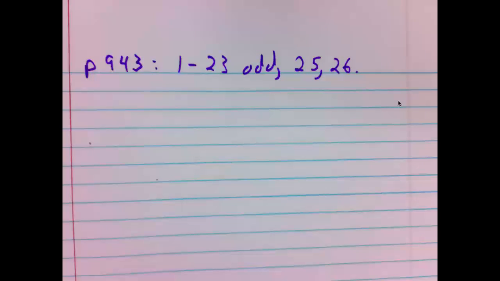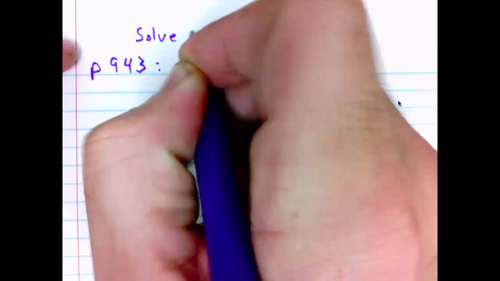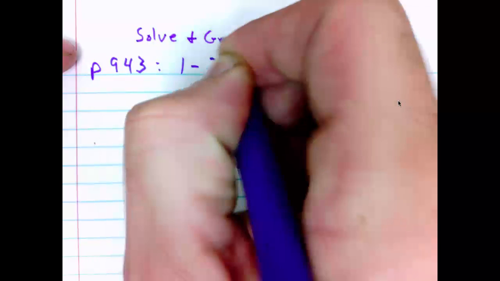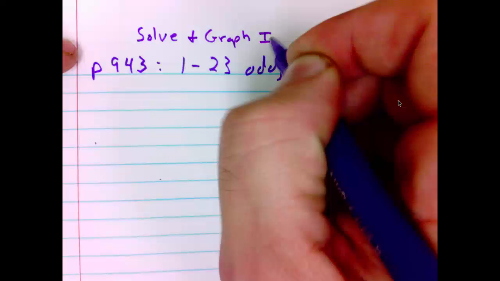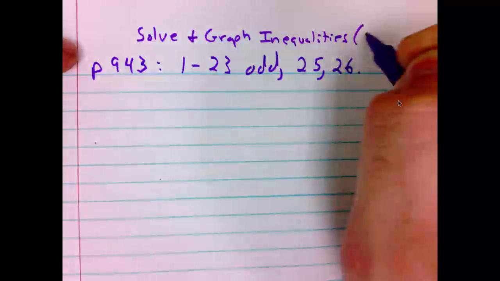Today we will be looking at page 943, 1 through 23 odd, 25 through 26. This is solve and graph inequalities. And we're talking about of the one variable variety.